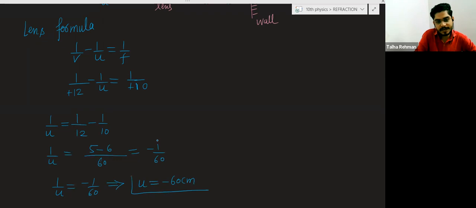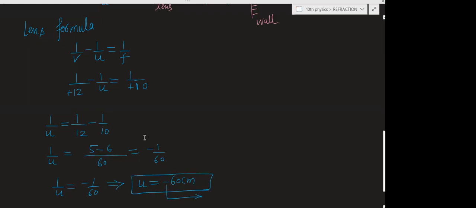What is the meaning of this minus sign? This negative sign. Sir, it is behind the lens.